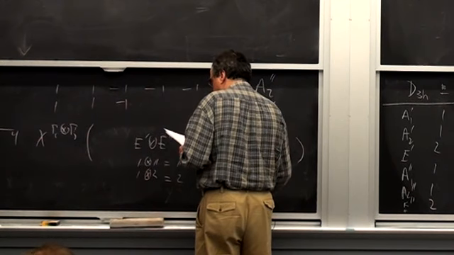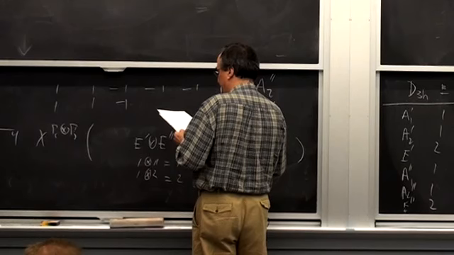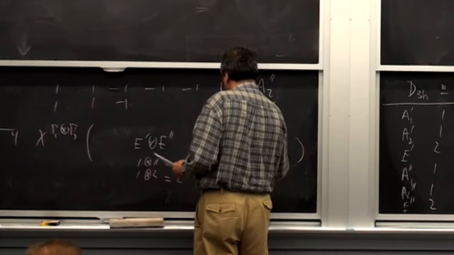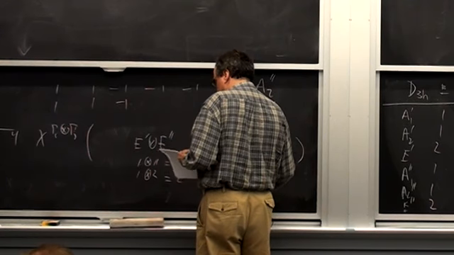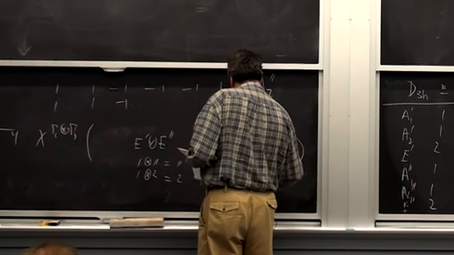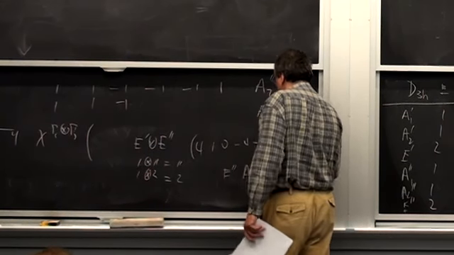E... I can't even read what's in my notes. Is that a prime or a double prime? That looks like a double prime. It has to be a double prime. I said it was going to be a double prime. E double prime and a 1 double prime and a 2 double prime.